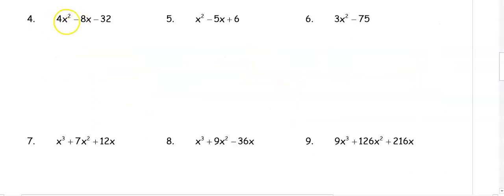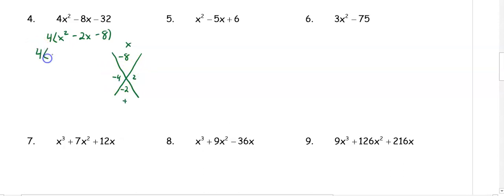So in number 4, to get an x squared, we need to factor out a 4. So our GCF is going to be 4, and we divide everything by 4, so we get x squared minus 2x minus 8. So to box factor now, we need two numbers that multiply to negative 8 and add to negative 2. We need a number of each sign, a positive and a negative. So we're going to have 4 times x minus 4 times x plus 2.